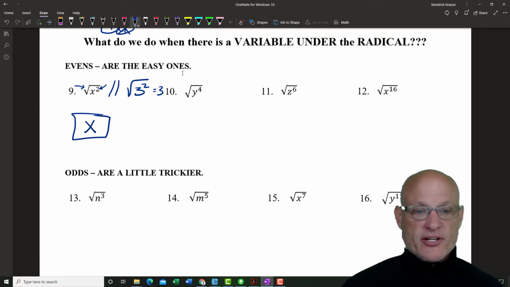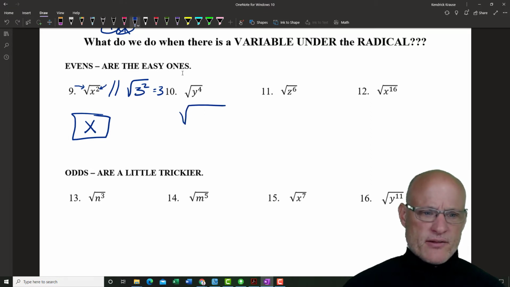Now, this one's a little different. I'm going to rewrite this a little bit different way. I'm going to rewrite it like this, and then we're going to see if we can come up with a generalization.